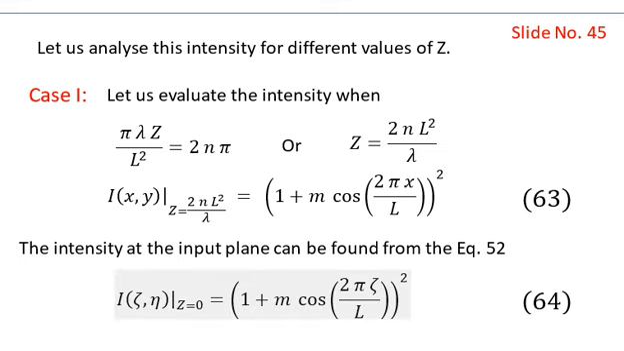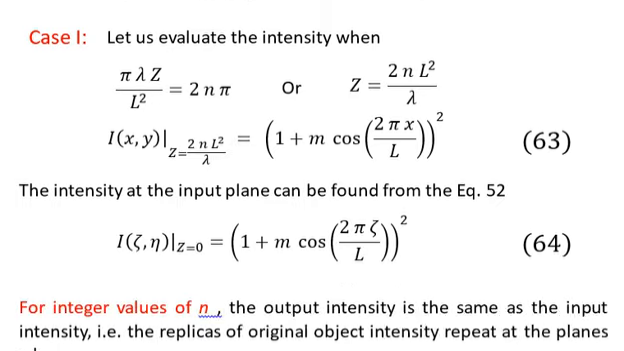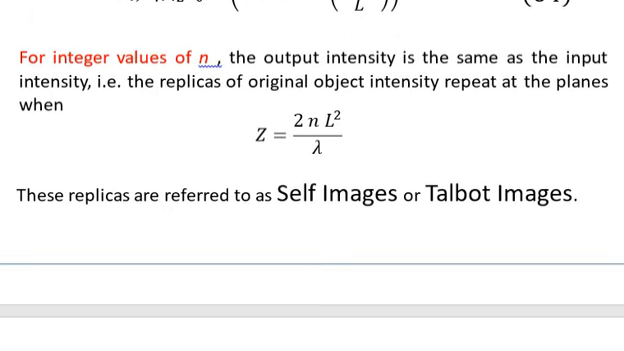So look at these two expressions: they are the same, and they are the same only for a value of z which is equal to 2n L square over lambda. So we can say that for integer values of n, the output intensity is the same as the input intensity, that is, the replicas of the original object intensity repeat at the planes where z is equal to 2n L square over lambda. These replicas are referred to as the self images or the Talbot images.